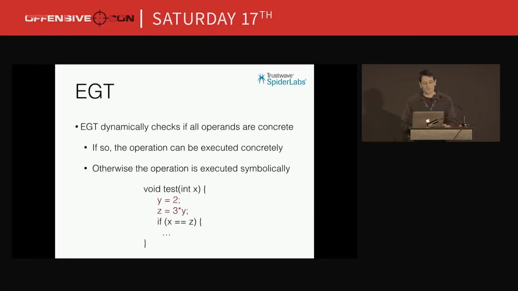Also, execution-generated testing dynamically checks if all operands are concrete, and if so, the operation can be executed concretely. So, for example, take this void test function with a single input, let's say a user input x, and then y equals 2, z equals 3 times y. So obviously the value of z does not depend on x, on the user input. So that becomes a concrete value and we can solve it concretely. And that's essentially what execution-generated testing does.